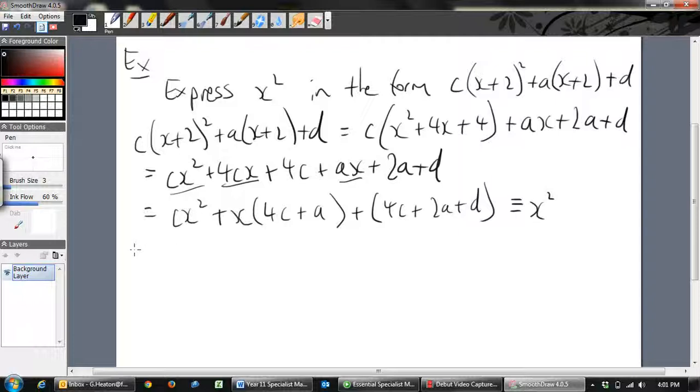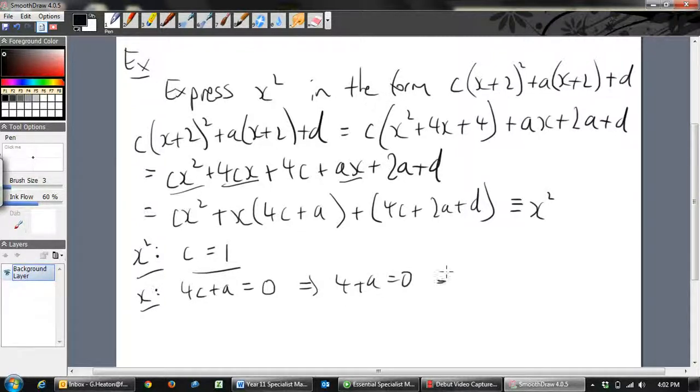Okay, let's have a look at the x squared terms. x squared terms on this side, c, equals x squared times 1 on this side. Done. x terms, how many do we have on this side? We've got 4c plus a. How many have we got on this side? None. So that needs to be equal to 0. Now we know what c is, so we can solve for a here. 4c is 4, plus a equals 0. Therefore, a equals negative 4. And we've got a. Fantastic.